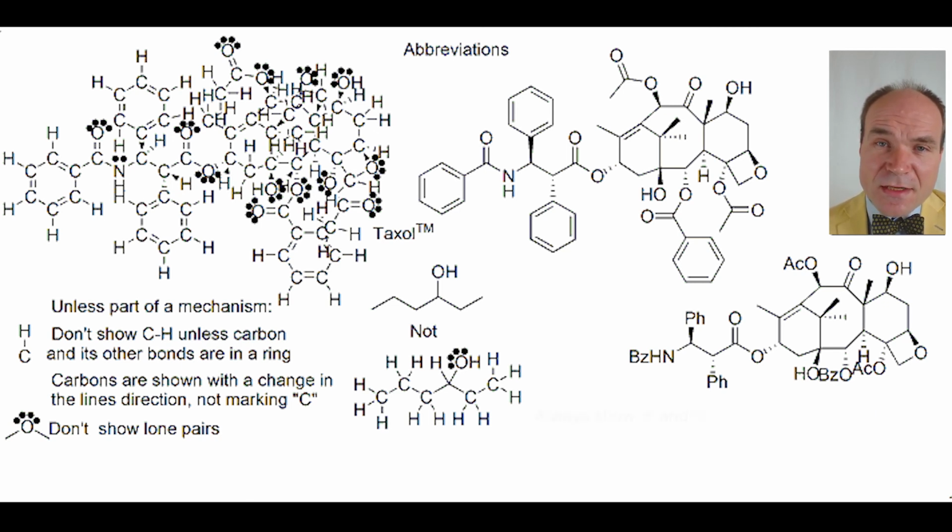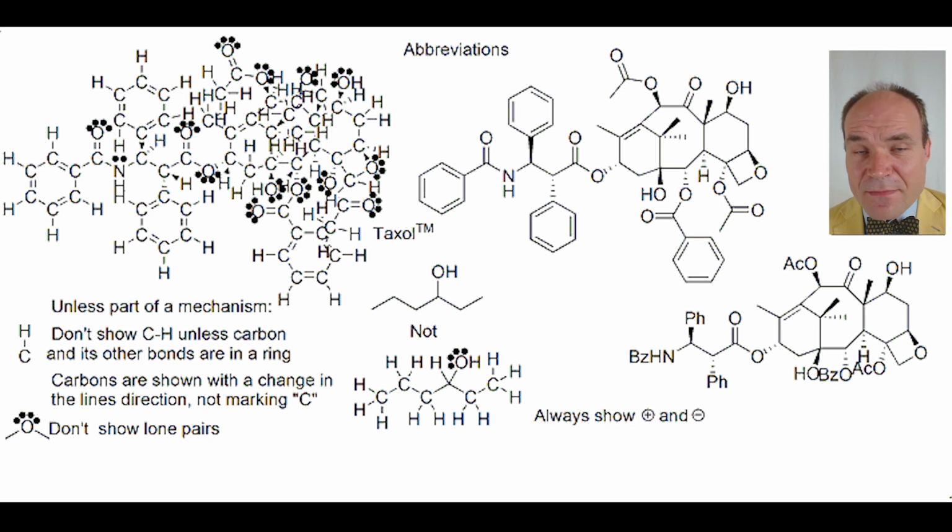Last thing to note is that we always draw the positive formal charge and the negative formal charge. That information is key to working out what parts of the molecule we haven't drawn. For example, hydrogens that are being abbreviated.